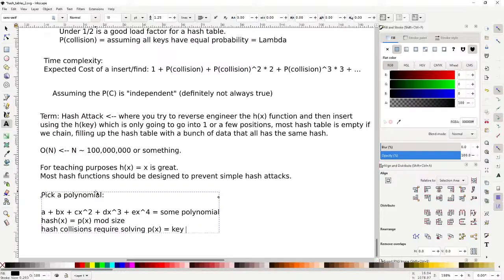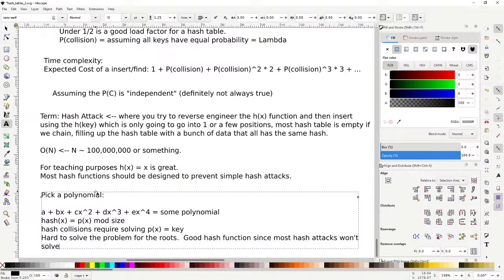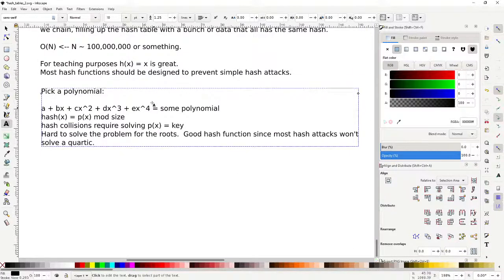And so the answer in general is that if you tried to solve this, there's only, what, like 4 solutions since it's a quartic. Of course, there's going to be multiple solutions, more than that, because we're using the mod system. But in general, it's kind of hard to solve the problem. And so it's a good hash function, since most hash attackers are not actually going to solve a quintic equation, right? Or a quartic equation. They won't solve a quartic, right? So it's a decent method to try to avoid it.